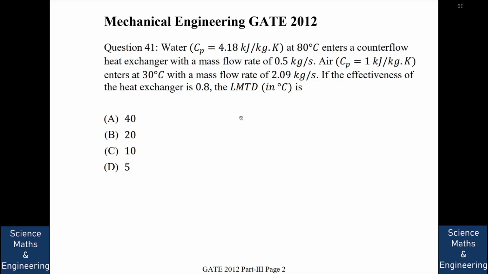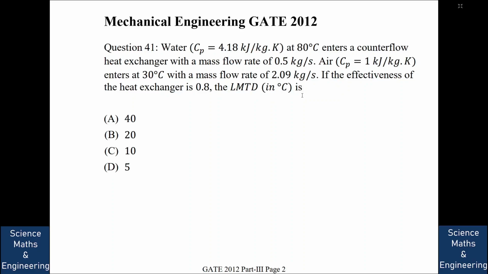Okay. So question number 41. Water with Cp equal to 4.18 kilojoule per kg Kelvin at 80 degrees centigrade enters a counterflow heat exchanger with a mass flow rate of 0.5 kg per second. Air with a Cp of 1 kilojoule per kg Kelvin enters at 30 degrees centigrade with a mass flow rate of 2.09 kg per second. If the effectiveness of the heat exchanger is 0.8, the log mean temperature difference in degrees centigrade is.